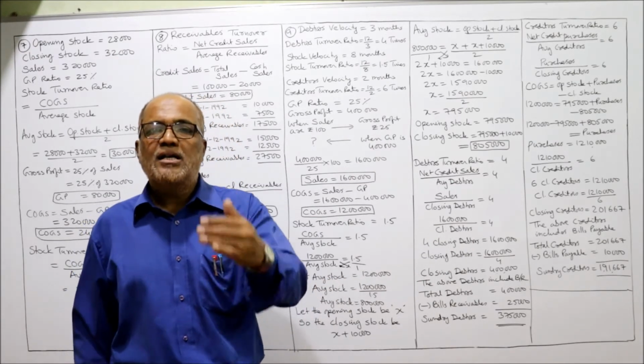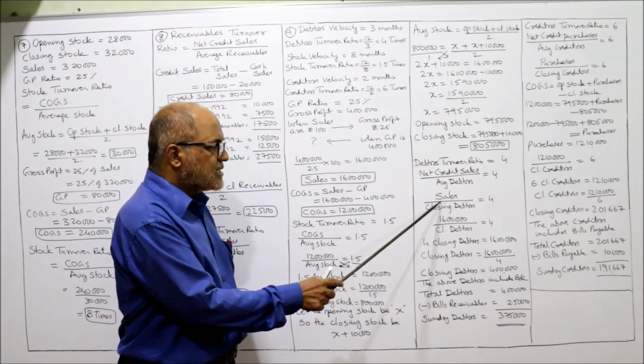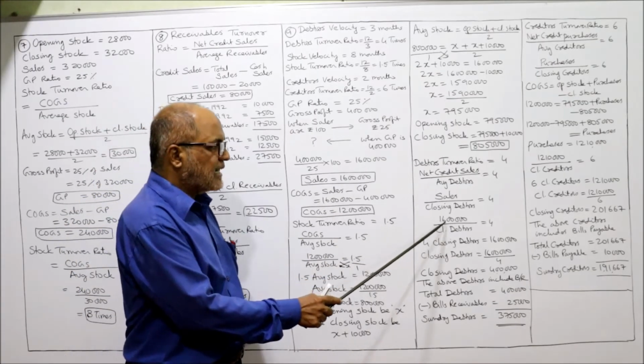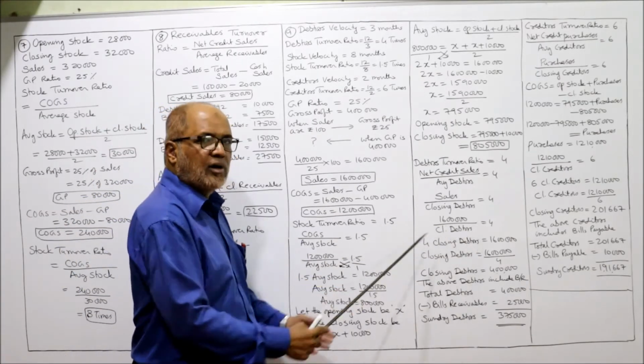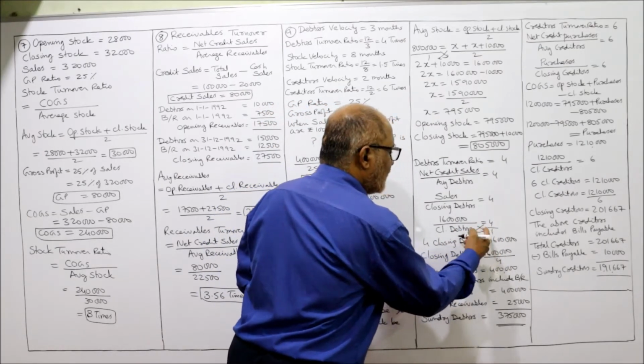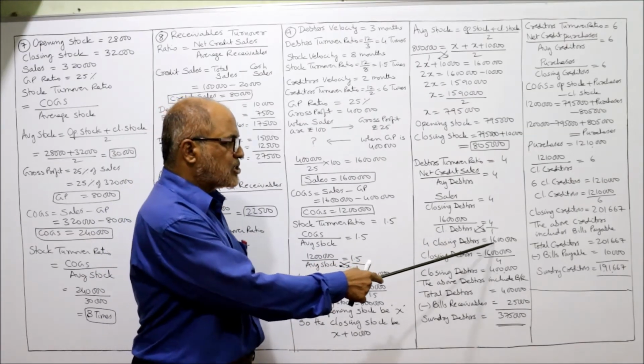So the alternative formula: sales by closing debtors is equal to 4. Sales we have already calculated here as 16 lakh. So 16 lakh divided by closing debtors is equal to 4. Now I am making a cross multiplication. 4 times closing debtors is equal to 16 lakh.